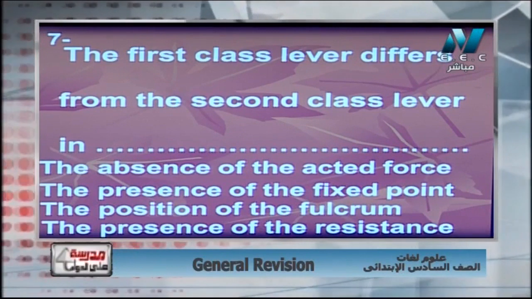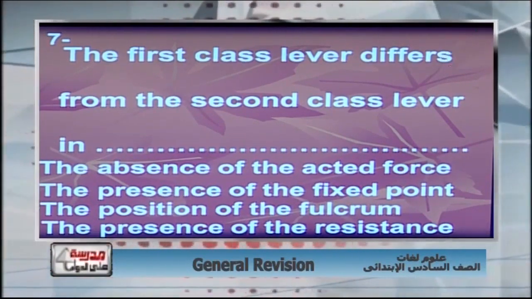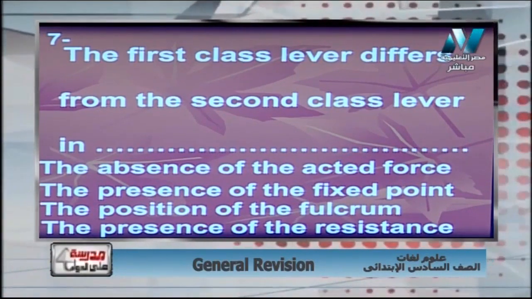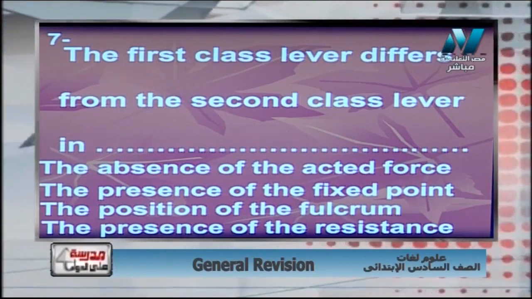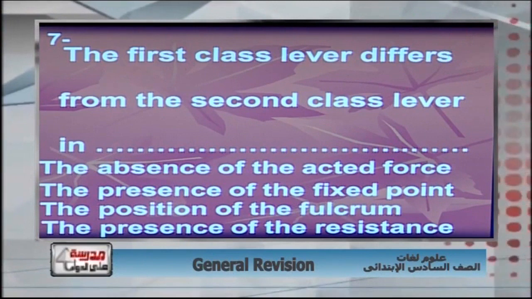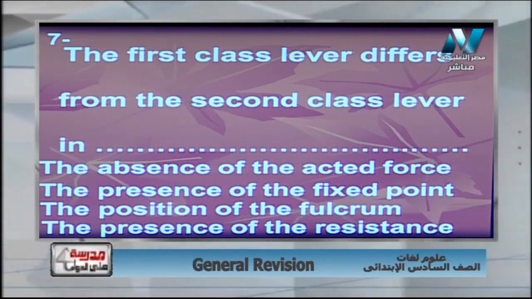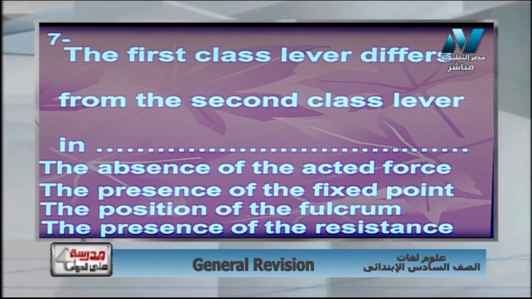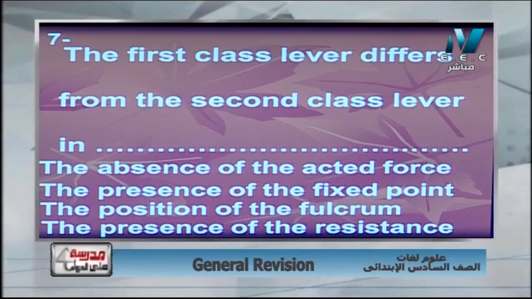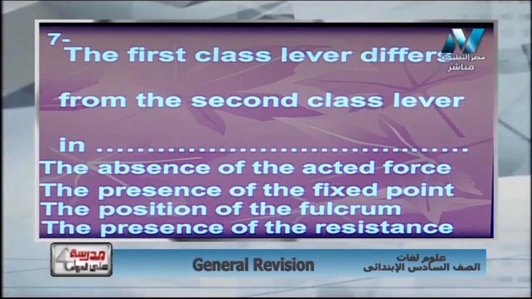بيقول لي هنا first class lever تختلف عن second class lever في إيه؟ absence of the active force، غياب القوة، طبعا لا، احنا عارفين كويس قوي ان كل three types of levers عندهم force وعندهم resistance وعندهم fulcrum. The presence of the fixed point اللي هي الفالكرم، لا طبعا كلهم برضو عندهم fixed point. Sure the answer will be the position of the fulcrum. الليفر كلها تختلف عن بعضها في البوزيشن، في وضع الميدل بوينت.